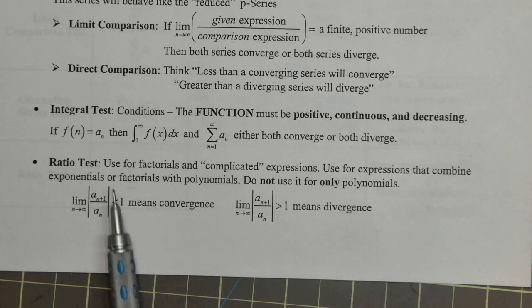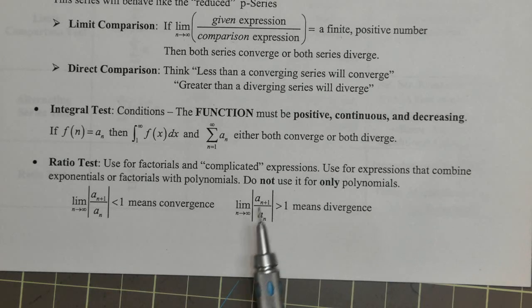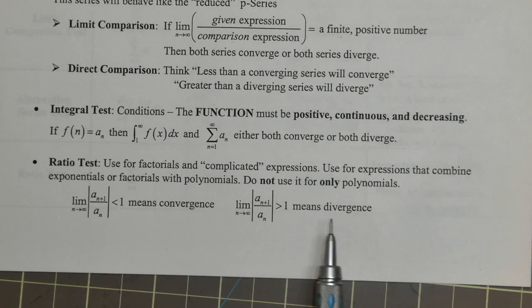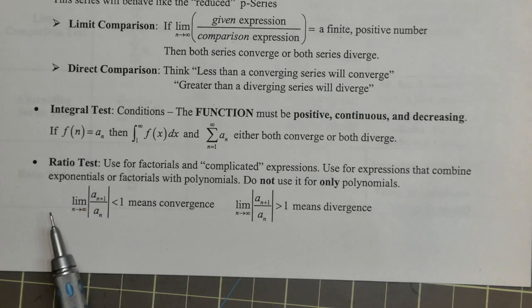Substitute n plus 1 in for n. Then divide by your normal a sub n expression. If the limit of the ratio is less than 1, then the series converges. If the limit of the ratio is greater than 1, then the series diverges. If the limit is equal to 1, then you used the ratio test on something that you should not have used the ratio test on.